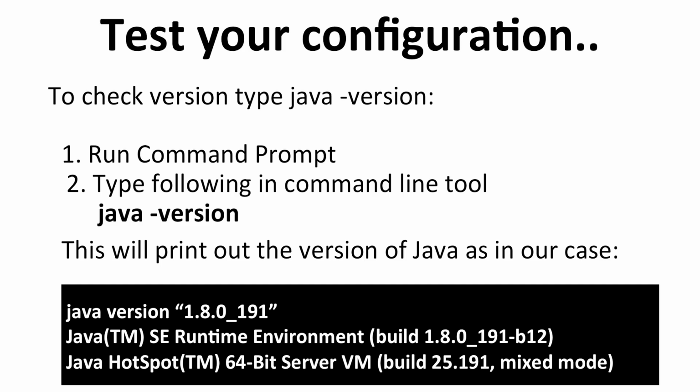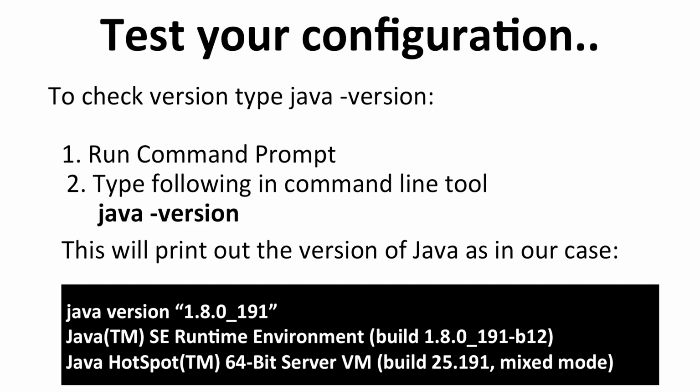To check the version, type the java -version command. So what this command will do, we will just have a look. Run the command prompt like we usually do, and type the following in the command line tool: java -version. This will print out the version of Java, as in our case we have provided that Java version 1.8.0_191.